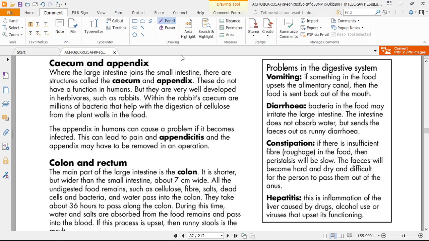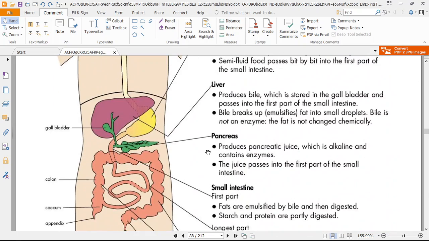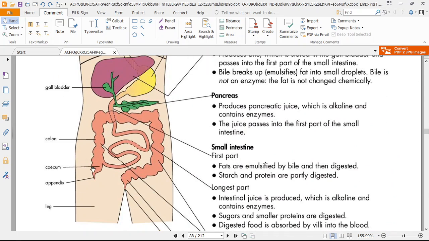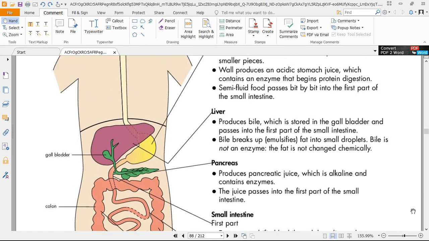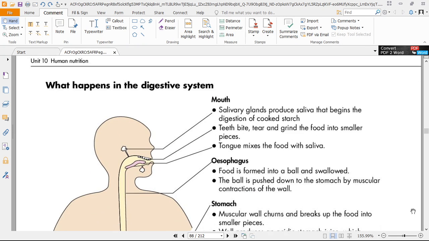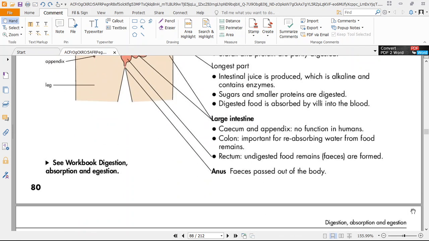So we as a people have grown out of the use of our appendix. Now we have the colon, which is a very large portion of the digestive system, the large intestine. I can show you here: I have the cecum, the appendix, the colon, and in the colon you have the rectum. This diagram right here, you need to know it. Please go through what happens in the digestive system.